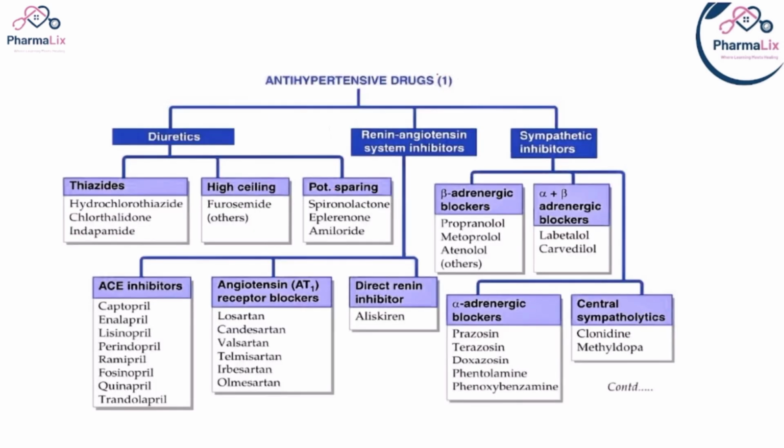So this is the classification again, and here you can see central sympatholytics, clonidine and methyldopa. Very often methyldopa is also asked. So people have to comment which name is given to methyldopa and what kind of hint it is. It is something related to the neurotransmitter.